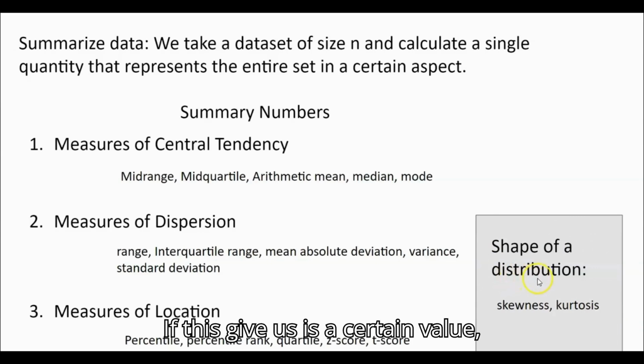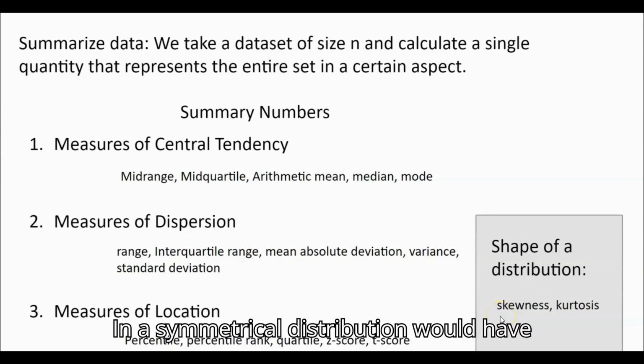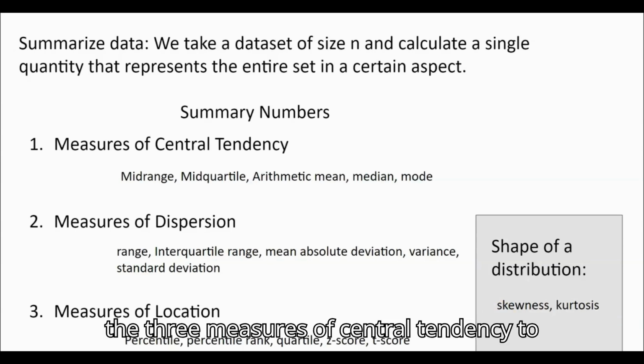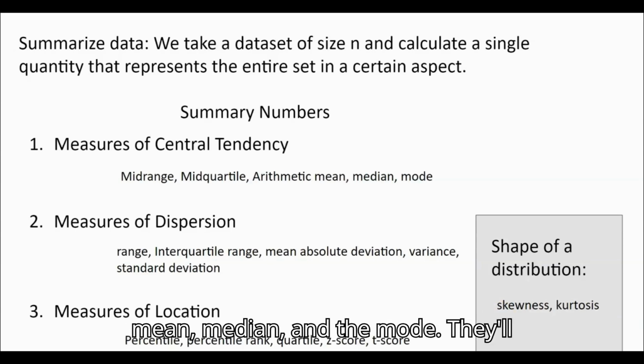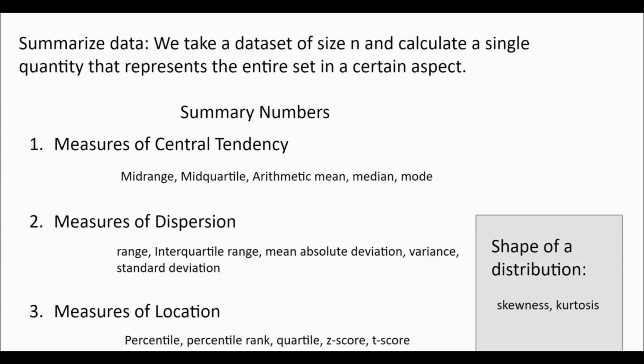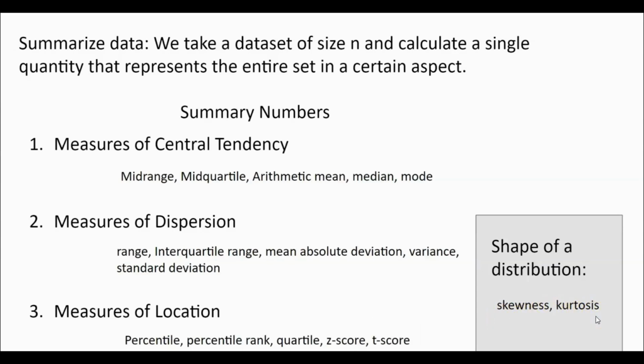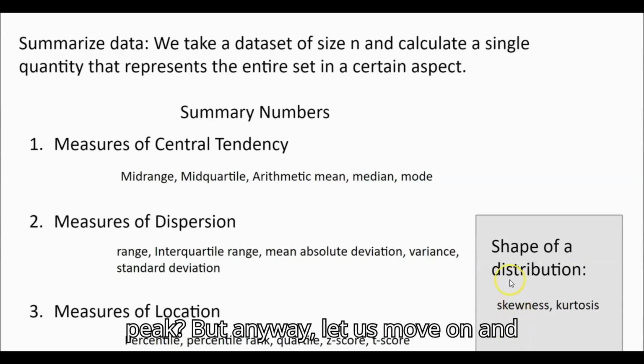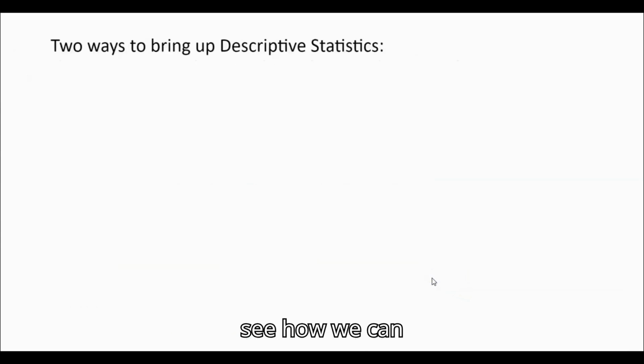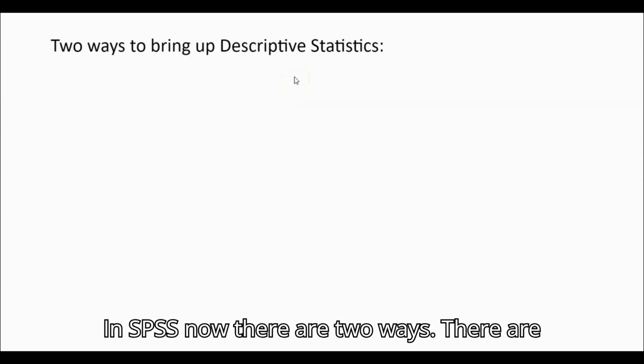If the skewness is a certain value, let's say 0, we consider that the distribution is not skewed, it's symmetrical. And a symmetrical distribution would have the three measures of central tendency, the mean, median, and the mode, be equal. Kurtosis now is how high does that distribution peak. But anyway, let us move on and see how we can find descriptive statistics in SPSS.